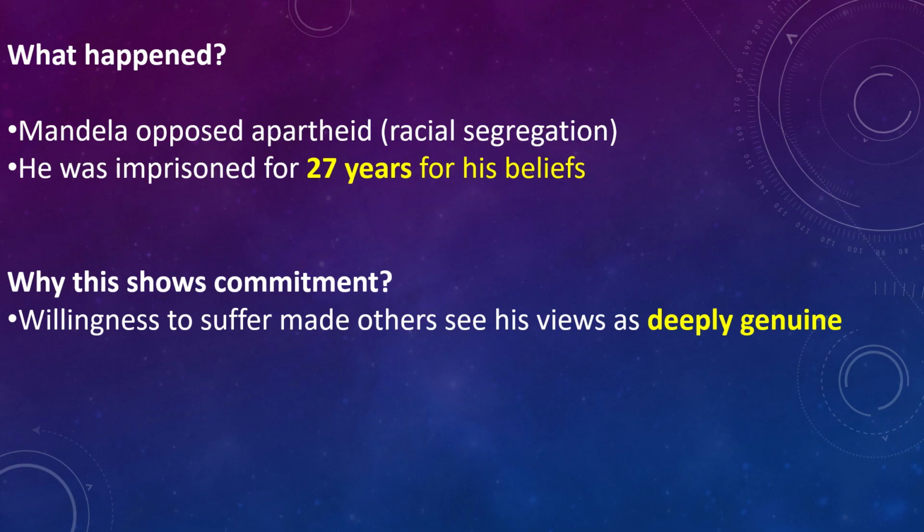The next one is what happened. Mandela opposed apartheid, racial segregation. He was imprisoned for 27 years for his beliefs. Why this sort of commitment? Willingness to suffer made others see his views as deeply genuine. People can see how hard it is staying in prison, isn't it? So other people felt sorry for him, and they thought it was a genuine view, and it helped him become president and stop the racism.